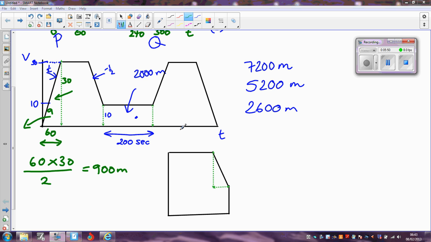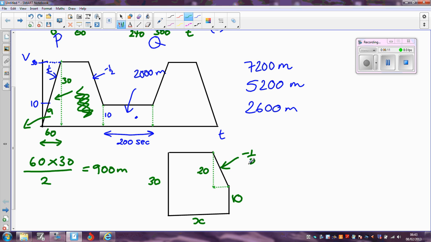Okay, so what I know about this section, so I'm basically talking about this section here. I don't know the distance across the bottom. I'm going to call that distance x. I do know that the height of it is 30, and I know a little bit more. I know that this length here is 10, which means that this length here is 20. And because the gradient of this bit must be minus a half, I know that this little piece here must be 40 seconds, because 20 divided by 40 is going to give me my half.